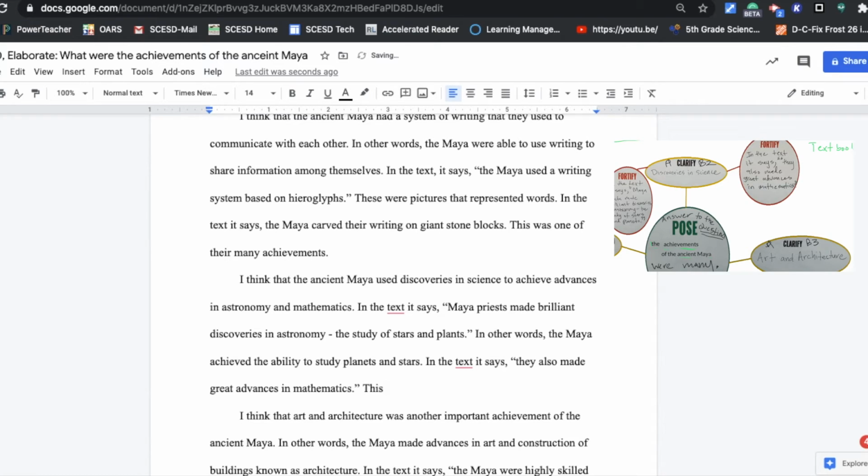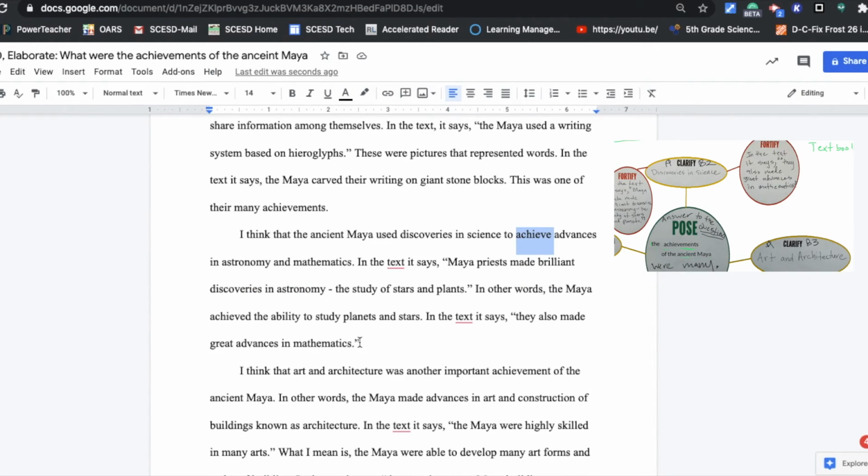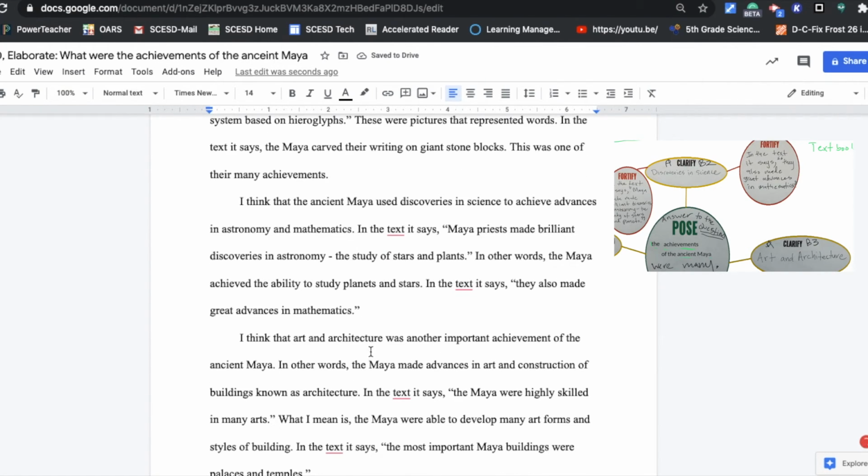This was another. Oh, you know what? We already said this was an achievement up here, so we don't really need to connect that back to achievements because we said achieve advances. So if we wanted to use a purple summary statement here and just re-clarify that, we could, but we don't need to. It's not 100% necessary.